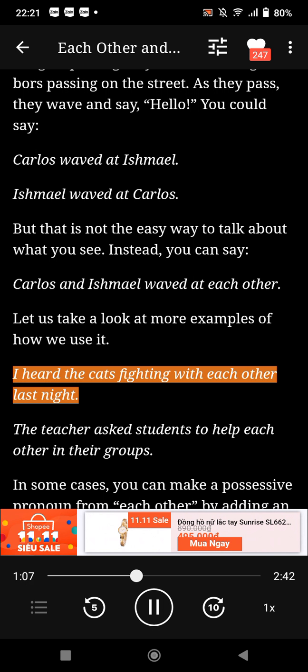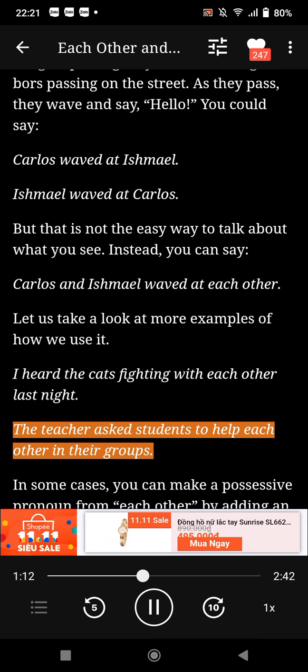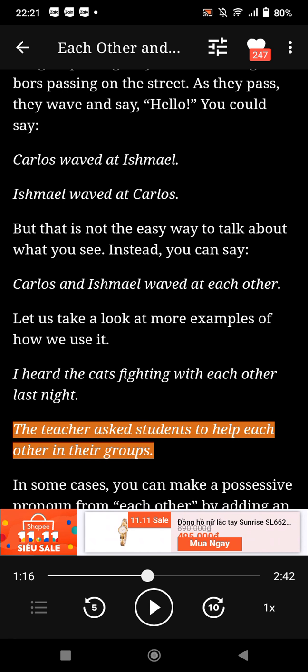I heard the cats fighting with each other last night. The teacher asked students to help each other in their groups.